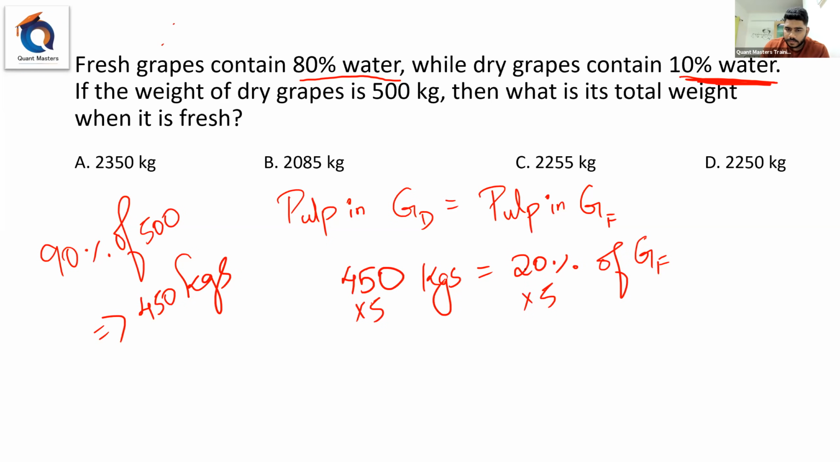Okay. Now 20 into 5 is what? 100% of the weight of fresh grape will be 450 into 5. How do you multiply this faster? Into 5, what is half of 450? Half of 450 is nothing but 225 followed by 0. Answer is 2250 kg. End of the story.